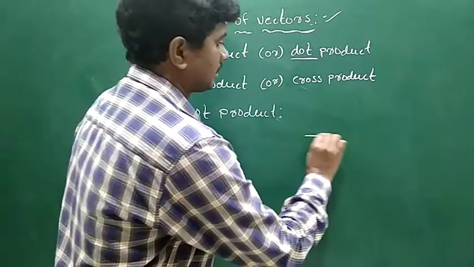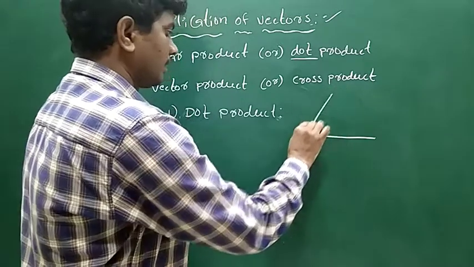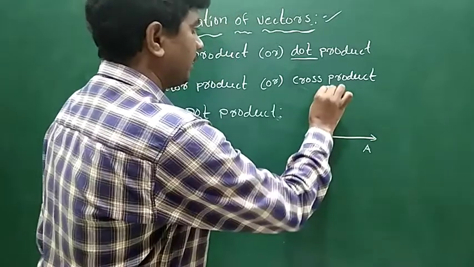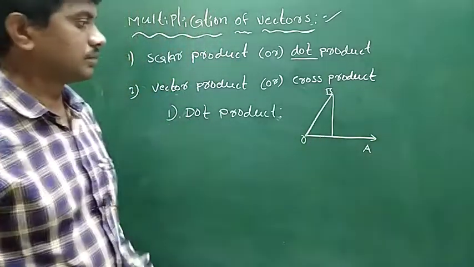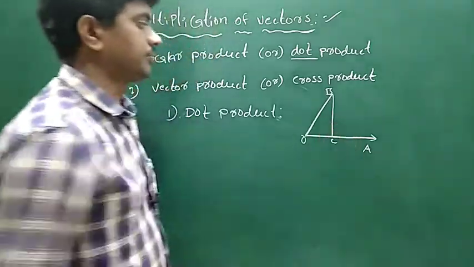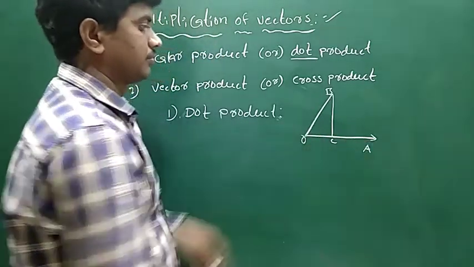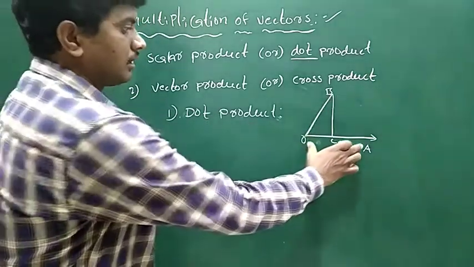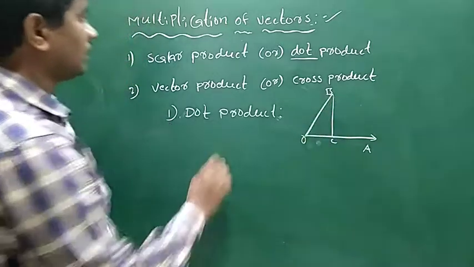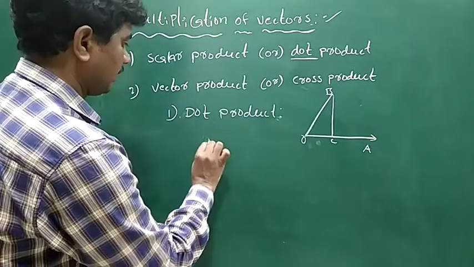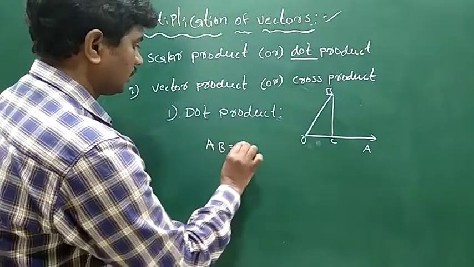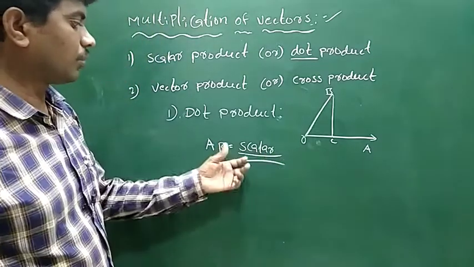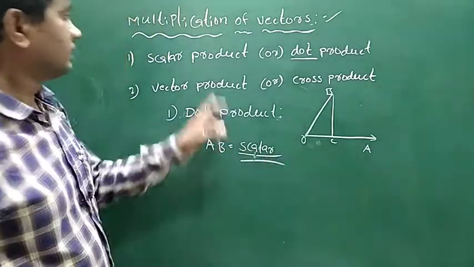If A and B are two vectors, meeting at some point C, the horizontal line. The dot product of two vectors A and B is a scalar. A dot B equals a scalar. The dot product of two vectors is called the scalar product.